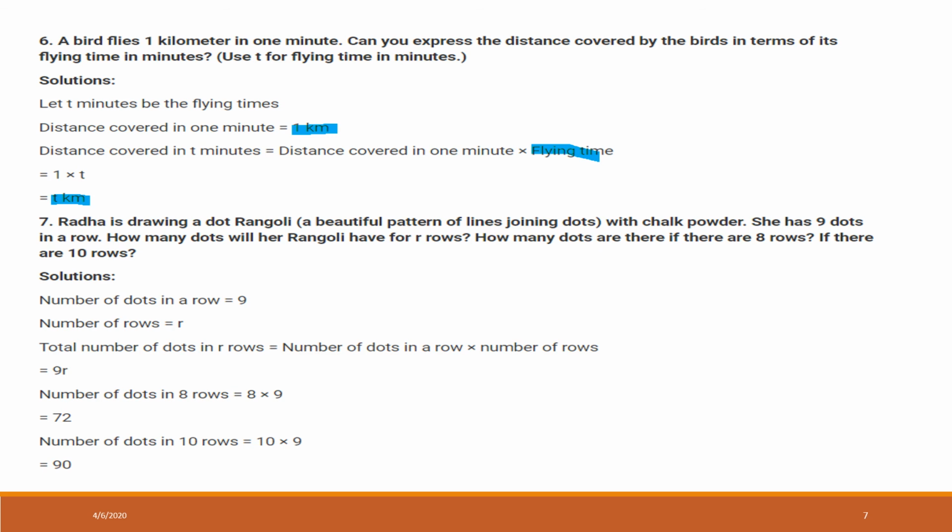Now you must have a better understanding of how helpful these formulas are, because if there are a large number of rows, you cannot find it easily, but if you have a formula, you just feed into that and you can find it easily.